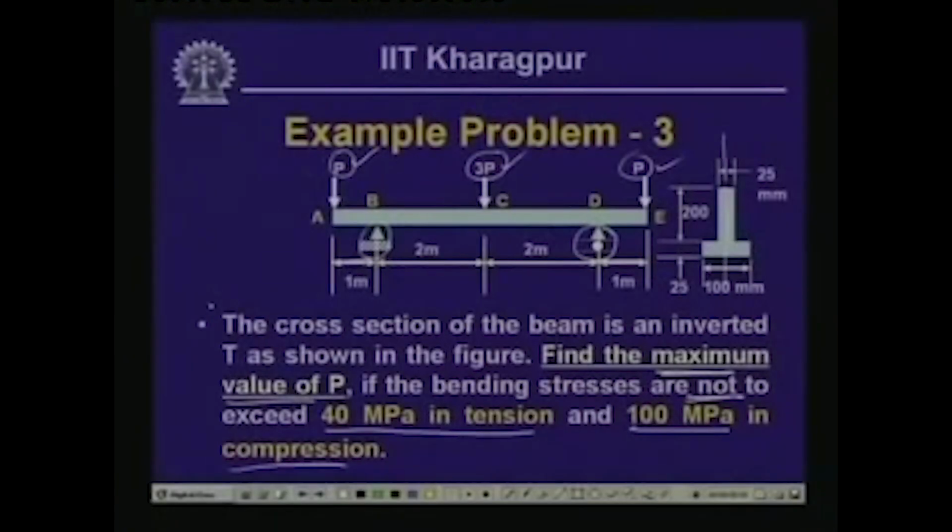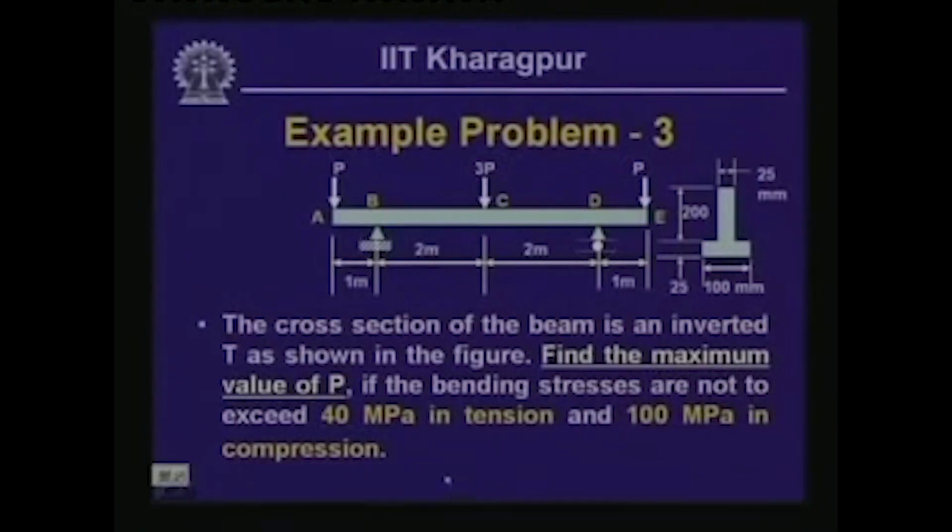Now, in this particular case we have these loads acting: P, 3P and P. We will have to find the maximum value of P so that these stress limits are not exceeded. To do that, we first have to find the maximum value of the bending moment that can occur in this beam at any point along its length because of such loading, and at which location such maximum bending moment occurs.